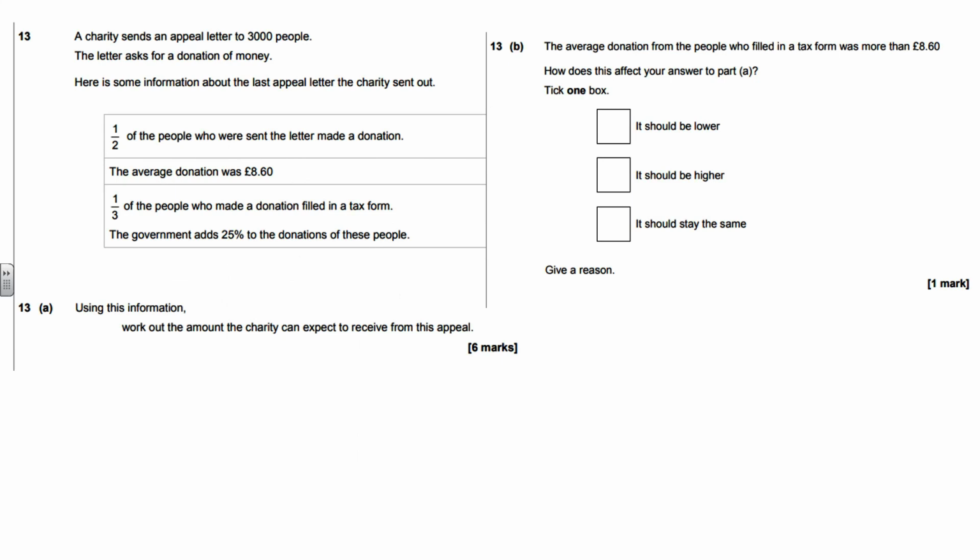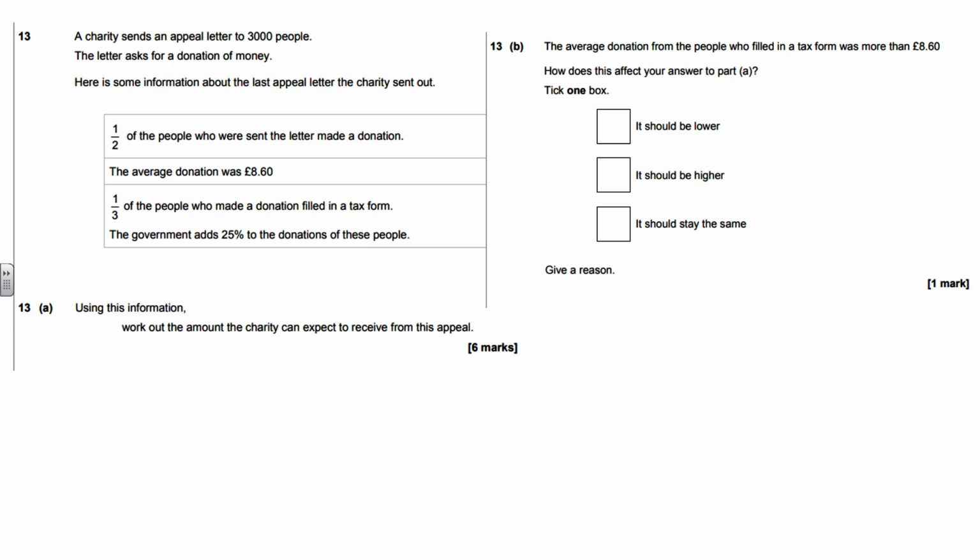Okay, question 13. A charity sent an appeal letter to 3,000 people. The letter asked for a donation of money. Here is some information about the last appeal the charity sent out. Half of the people who sent the letter made a donation. The average donation was £8.60. 1/3 of the people who made a donation filled in a tax form. The government adds 25% to the donations of these people. Using this information, work out the amount the charity can expect to receive from the appeal.